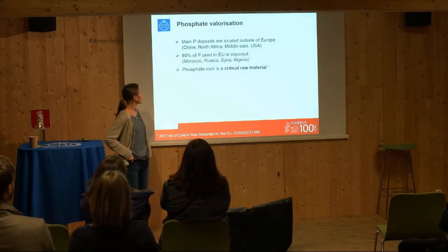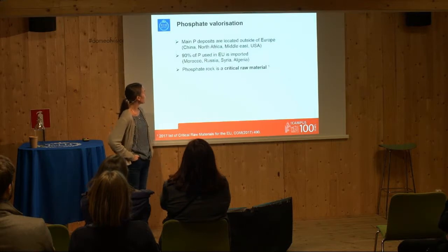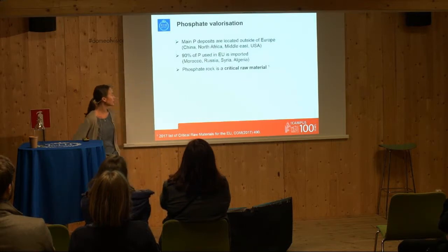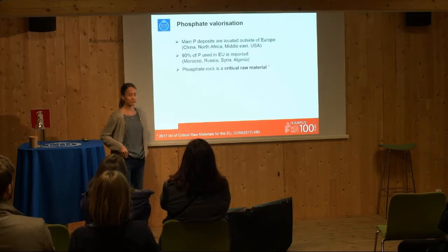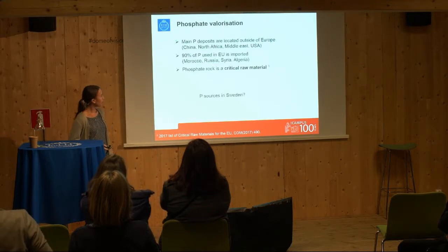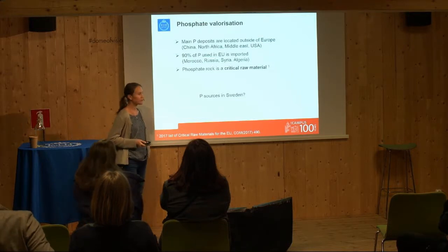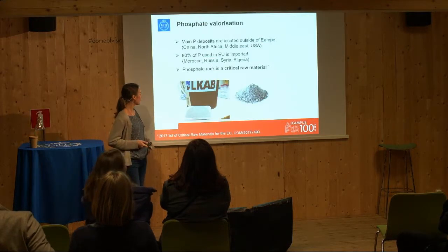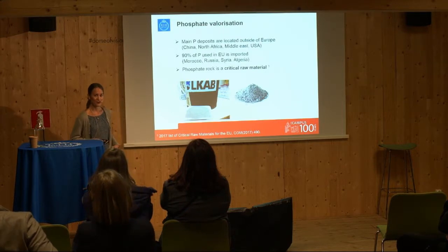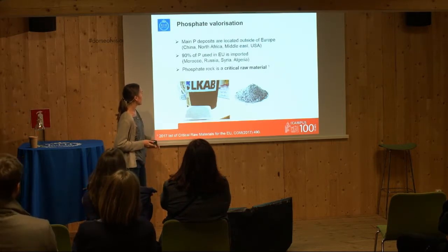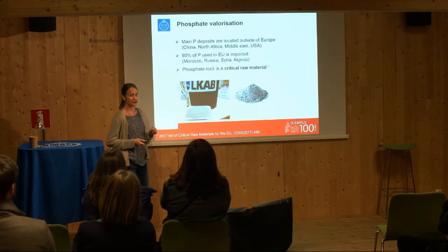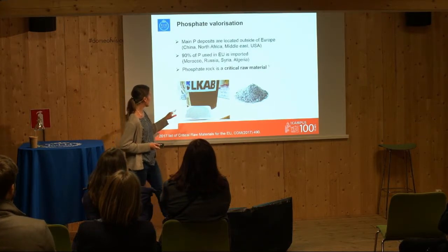And the main phosphorus deposits are located outside of Europe, and 90% of the phosphorus used in Europe is actually imported. And thus, phosphate rock is listed as one of these critical raw materials. So, do we have any phosphorus sources in Sweden? This is the question. So, now we also have the apatite concentrate from LKAB. It contains a lot of phosphorus because it's an apatite. And also there is some value in rare earth elements in there. So we want to process that.